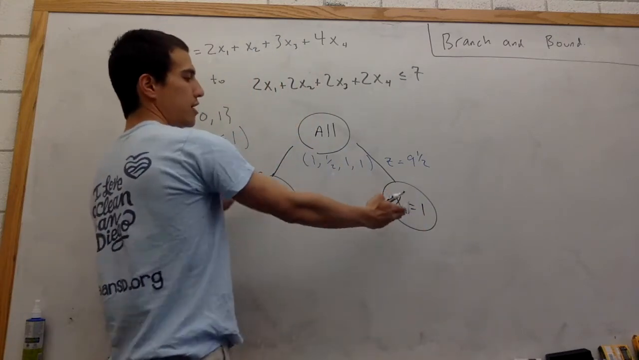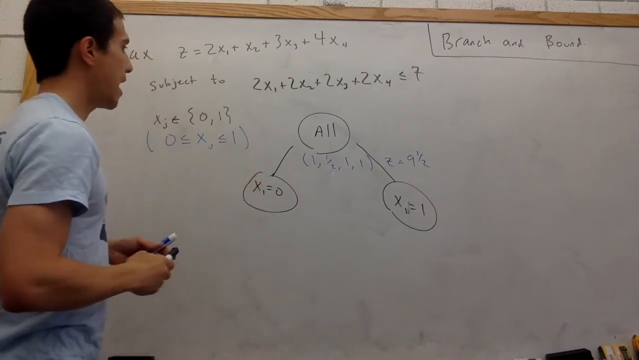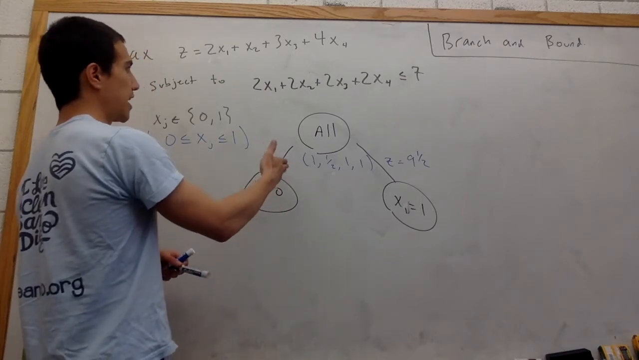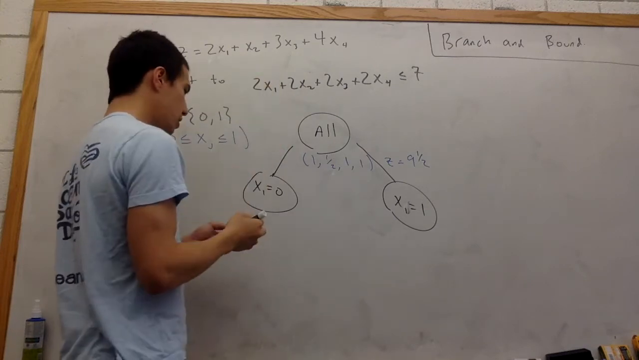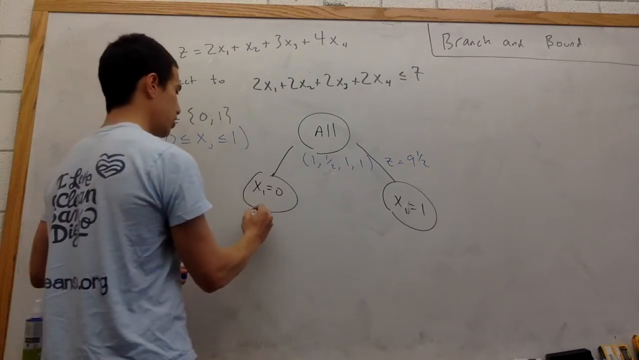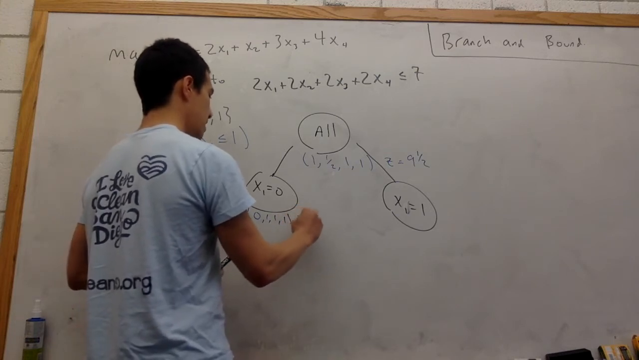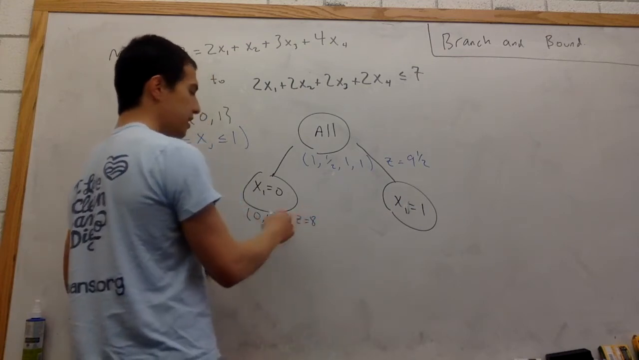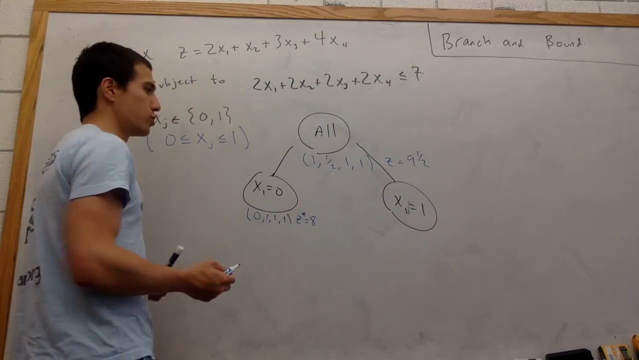And now, under these two different restrictions, I can solve the LP relaxation. I'll note that if x1 is 0, I can increase all of these variables up to their maximum, which is 1. So if x1 is equal to 0, then the solution to the LP relaxation is 0, 1, 1, 1, and we have z equal to 8. And this is a feasible solution. So this is our incumbent right now. This is our best feasible solution so far.